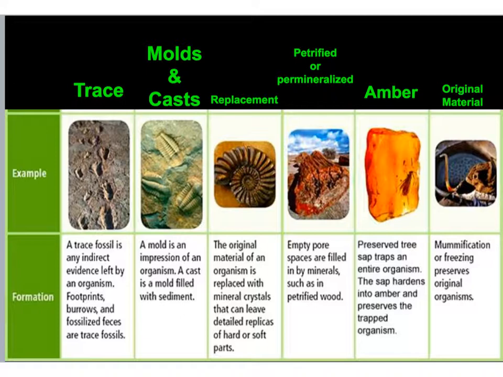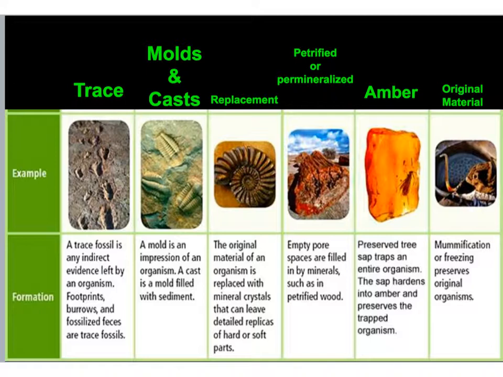Molds and casts. This will make a little more sense when we actually start to look at it. But essentially, the idea with the mold and cast is you get an organism that died, something with like a hard shell, for example. It lands on the bottom of the sea and makes an impression. There's your mold. That seafloor then hardens and is filled in with more mud, which hardens, and that forms the cast. And so you get these 3D impressions that are called mold and cast.